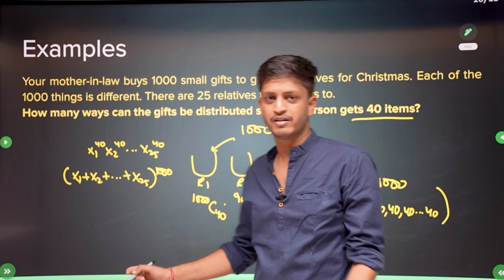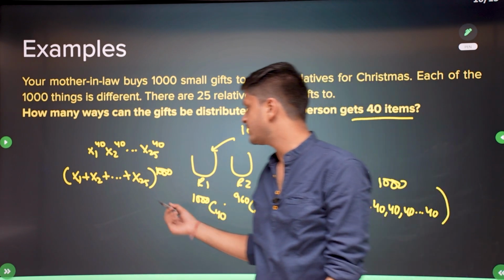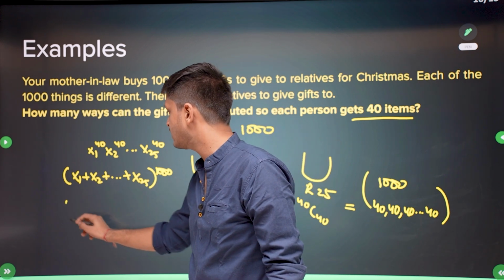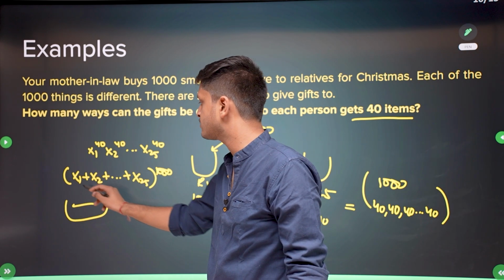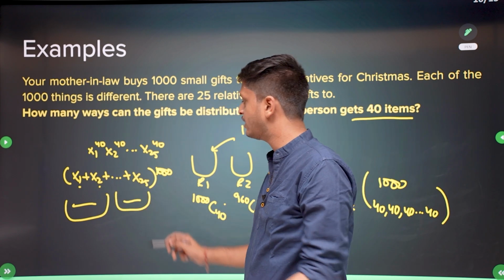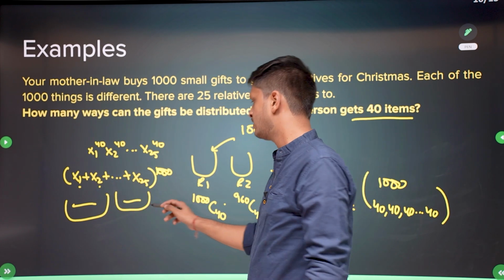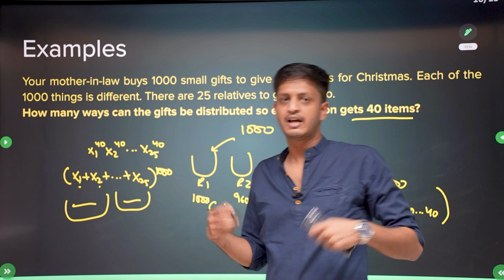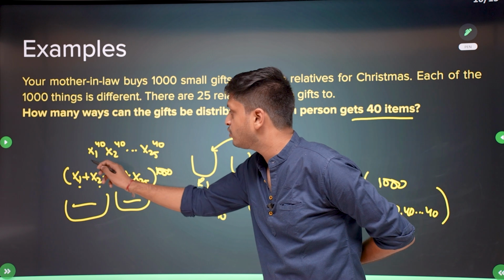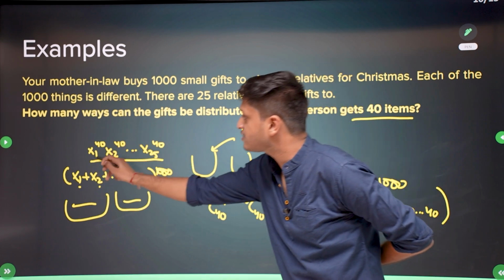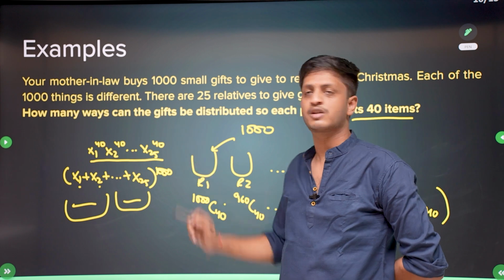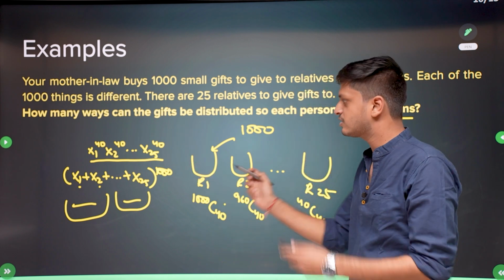Right? So if you want to see the combinatorial interpretation, think of it like that. You have 1,000 items, right? The first item you can give to any of the 25 relatives, x1, x2, up to x25. The second item you can give to any of the 25 relatives. The 1,000th item you can give to any of the 25 relatives. But now we want to find the coefficient of this term only. Why? Because x1 should get 40 items, x2 should get 40 items, and the 25th relative should also get 40 items. Okay, so this is how you can do it.